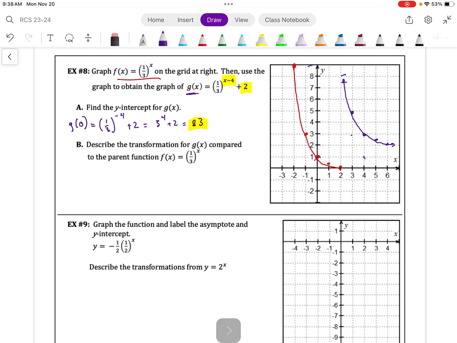But the thing to notice is this over 4, up 2 that comes from our transformations. And that's what we can say for part B is over 4, up 2.